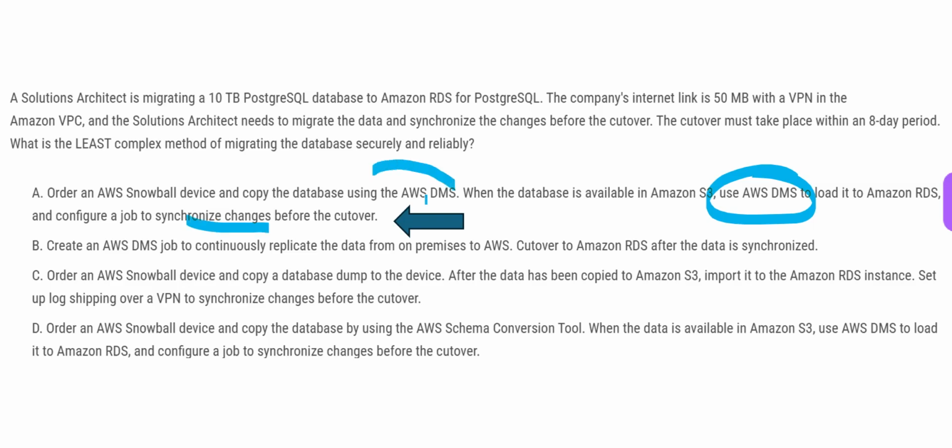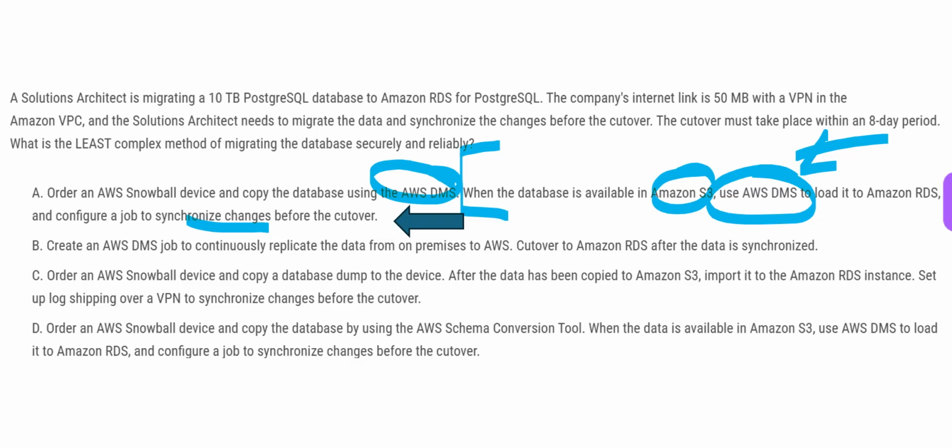So you copy the database using DMS and you send it back to AWS, and AWS will load the data. Let's decode the second piece from here. What happens is AWS receives your courier, the Snowball device, and they put the data in S3. Now from S3, you have to again use DMS to load the data in RDS and configure a job to synchronize changes before the cutover. So this is important. There are two actions.